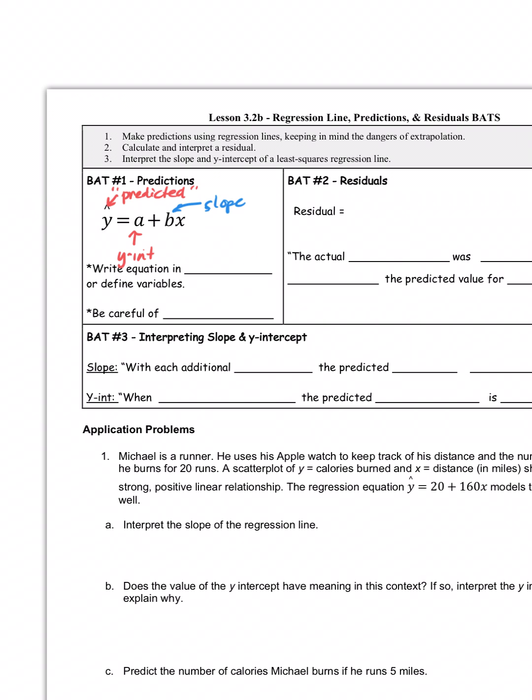Okay, now, so we want to write the equation in the context, or you have to define the variables to get the full credit, okay? You can't just say y equals something, something x. Be careful of extrapolation.